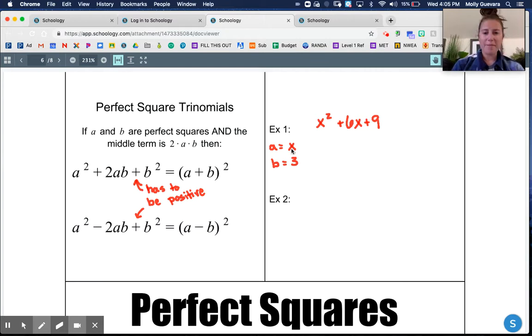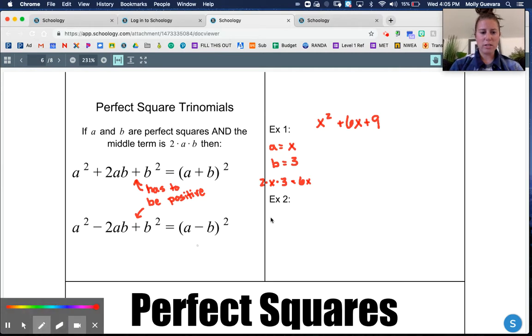And then I have to ask myself, what's x times 3? Right? So x times 3 times 2. You always do a times 2 right here, the times 2. And that gives me 6x, and that's my middle term. So that's what I was looking for. Okay, so if x times 3 times 2 is 12x, and this is 6x, then it's not a perfect square, and you just have to use Xbox.